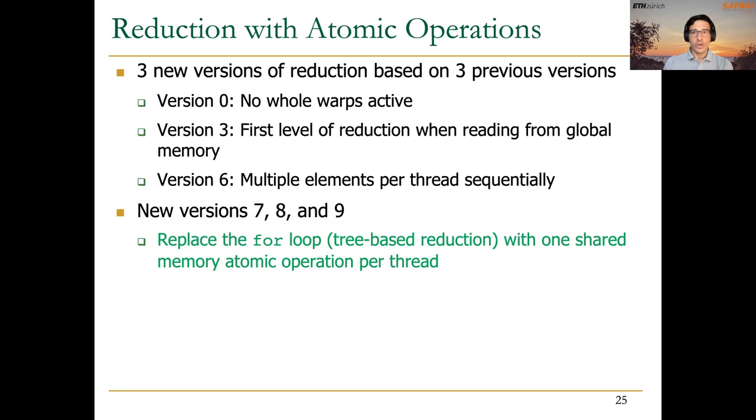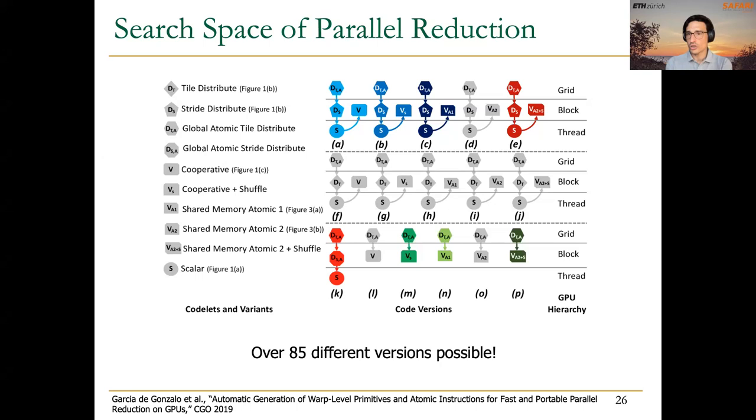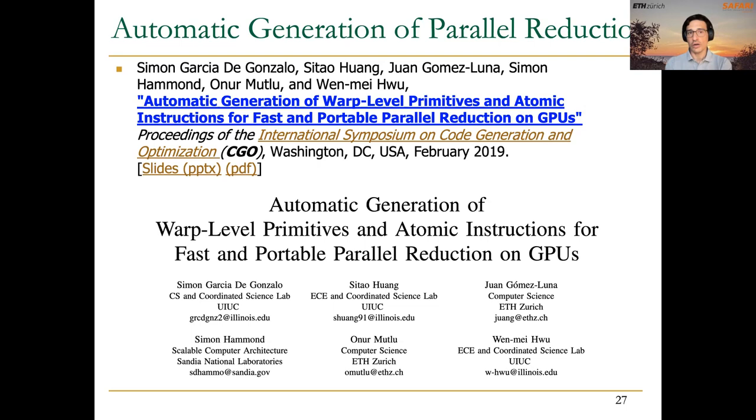We did a very thorough analysis of the search space of parallel reduction with 85 possible versions, and with compiler support for automatic generation of these parallel reductions using warp shuffle primitives, warp shuffle operations, and atomic instructions. This is a paper that we presented at CGO 2019, and definitely a recommended reading. So let's talk about how to compute histograms.